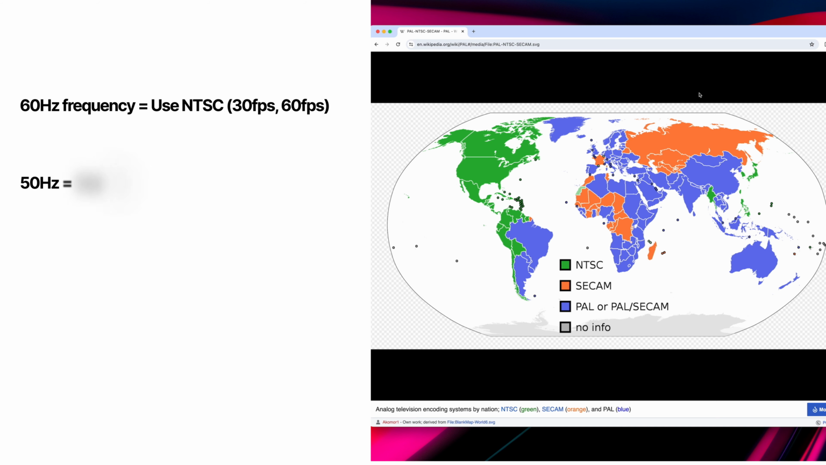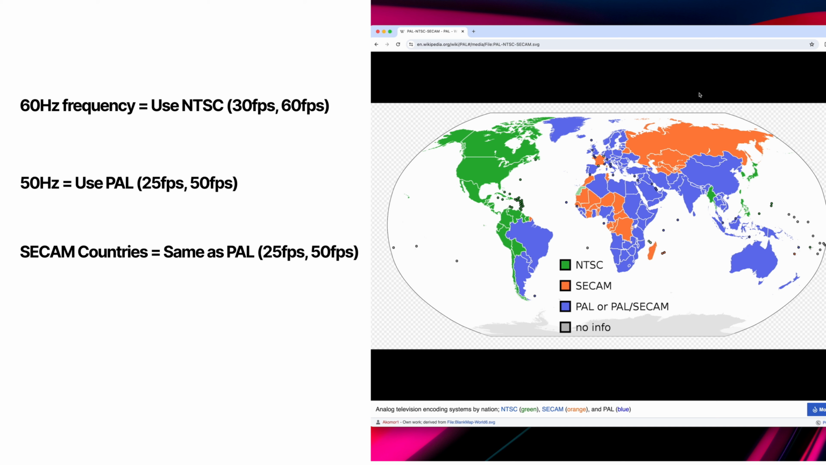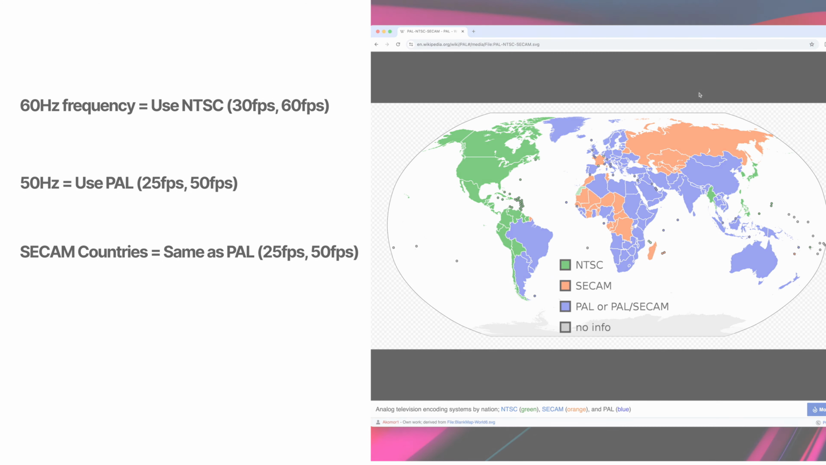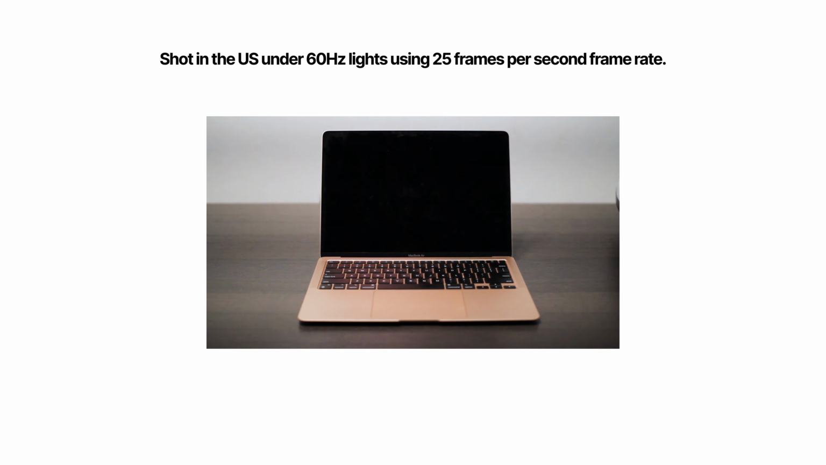To match the 60 Hz frequency, NTSC gives you frame rates like 30 or 60 frames per second. Europe and most of the world use PAL, which is 50 Hz. To get flicker-free video in a 50 Hz country, you'd use PAL, which gives you frame rates like 25 and 50. Makes sense, right? Now back to my horrible flickering mess of a video to give you an example.